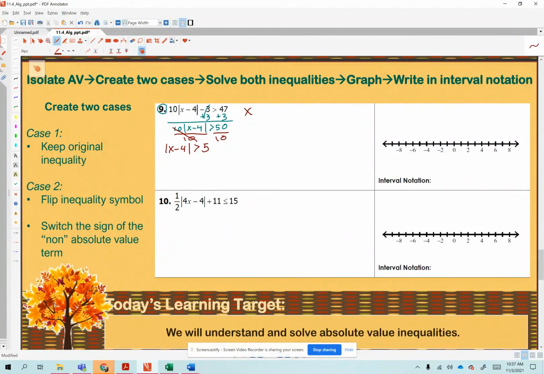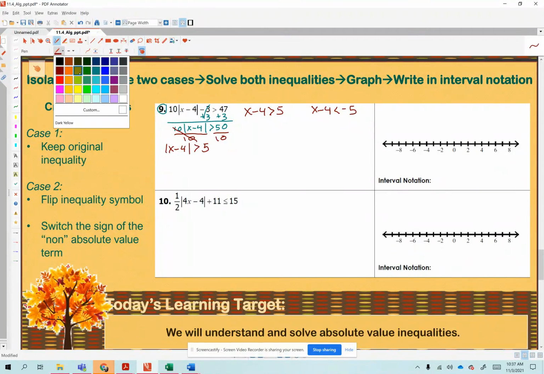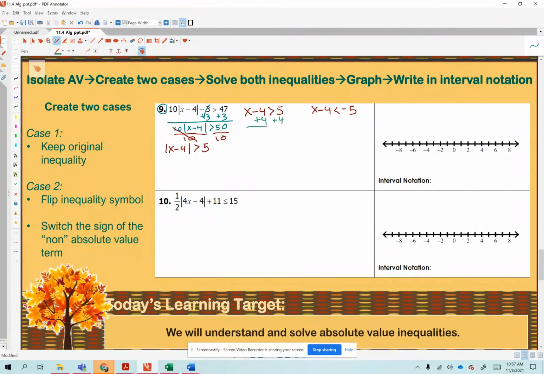So we have x minus 4 is greater than 5. Case 1, we keep the inequality. Case 2, x minus 4, we flip the inequality symbol, and the 5 will be negative. So let's go ahead and solve those. We will add 4 to both sides, and we have x is greater than 9.